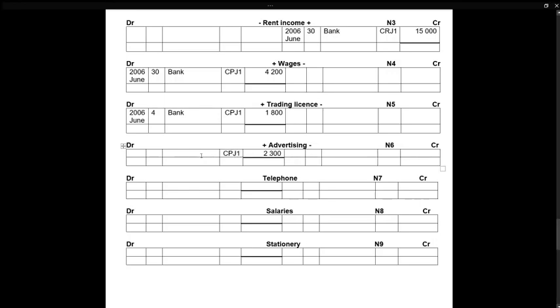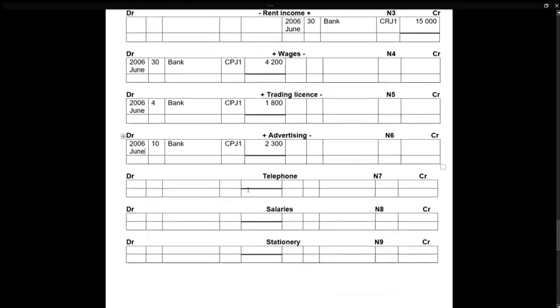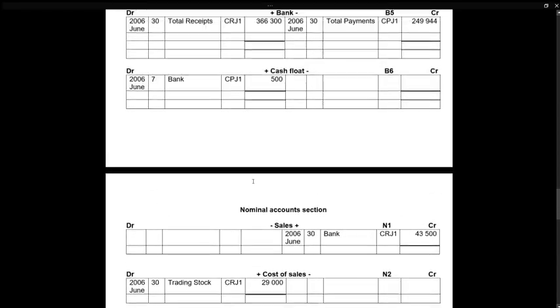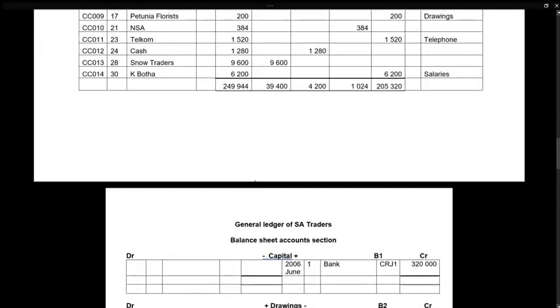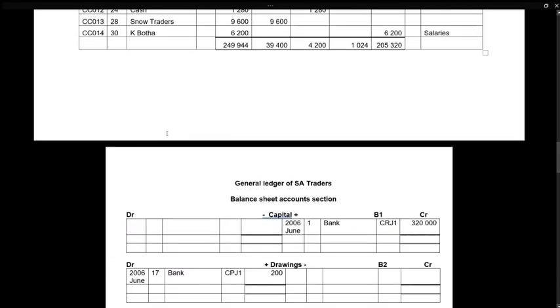CPJ1. Details will be bank. It took place on the 10th, 2006 and June. Okay. Next one will be telephone. Right, telephone 1,520 Rand. On the 23rd. Let's go and fill that in.